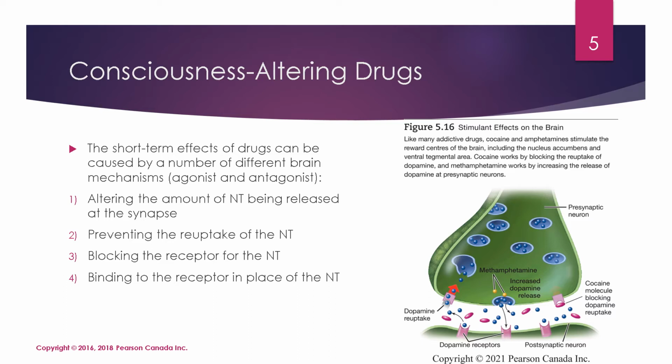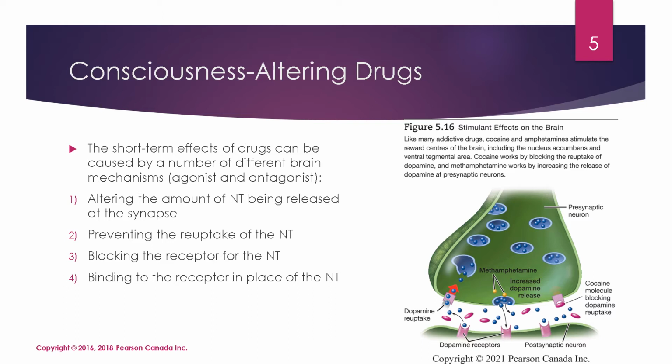The third would be blocking the receptor for the neurotransmitter, so getting in the way of the receptor on that postsynaptic neuron and not allowing the neurotransmitter to come into contact with that postsynaptic neuron. And then the fourth would be binding to the receptor in the place of the neurotransmitter. In this way, it might actually be mimicking the effects of that neurotransmitter. It's binding to the receptor that's specifically designed to accommodate that neurotransmitter, because as we mentioned, neurotransmitters fit with the receptors in a lock and key type mechanism.